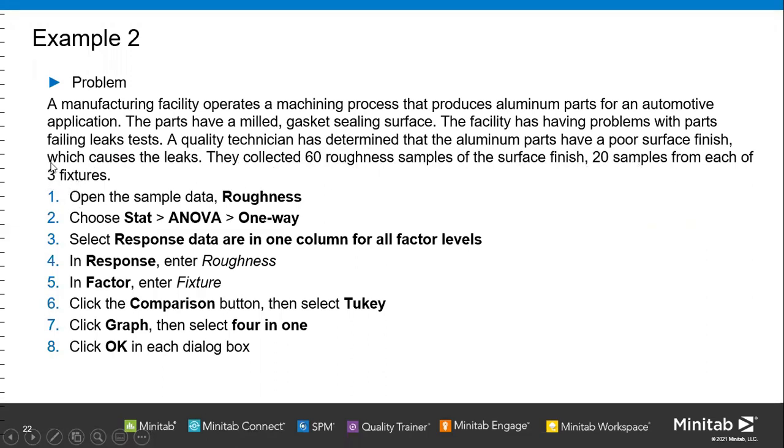So fixture here is our factor. Fixture 1, fixture 2, fixture 3 are referred to as our levels. The roundness sample here is our response. So before you go further, you need to make sure which one is your factor, which one is your level, how many levels you have, and after that, what your response is in this case.